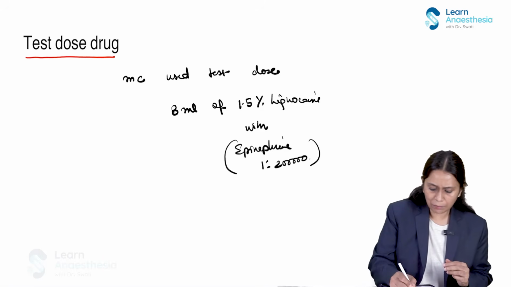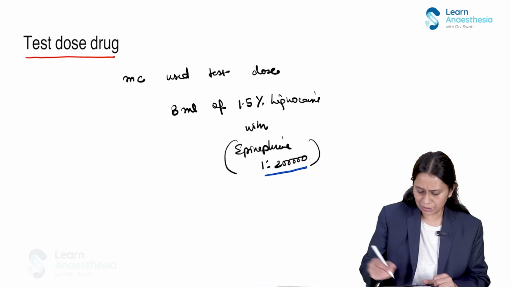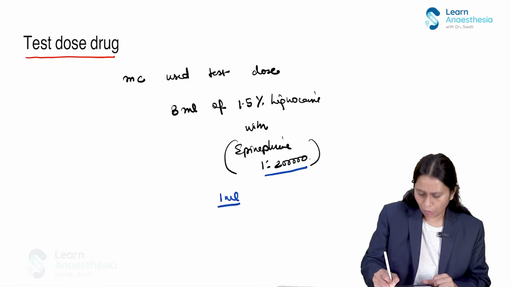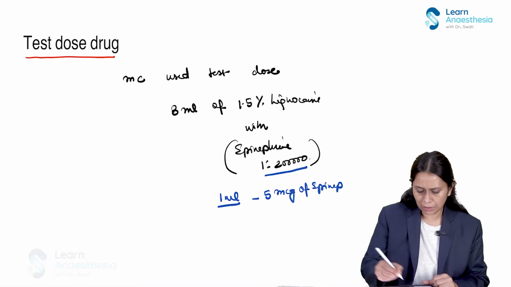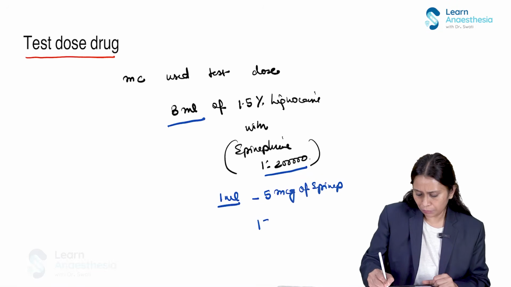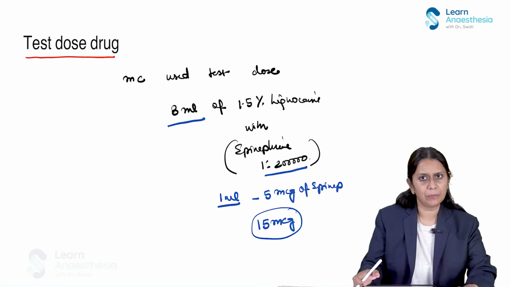So what do I mean by this 1 in 2 lakh concentration of epinephrine? This means that each ml of the solution has 5 microgram of epinephrine. So how much total epinephrine are we putting? In 3 ml, we are putting 15 microgram of epinephrine. That is 1 in 2 lakh dilution, 15 microgram of epinephrine.